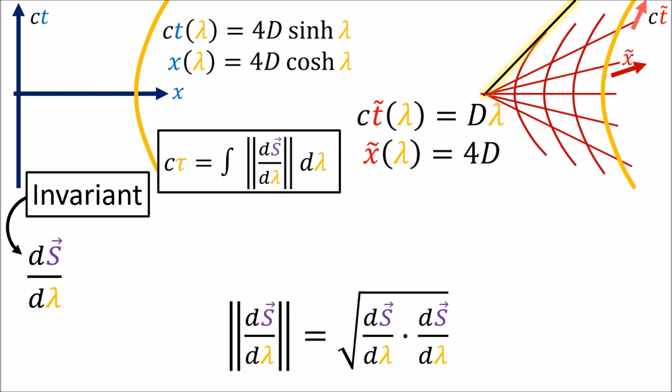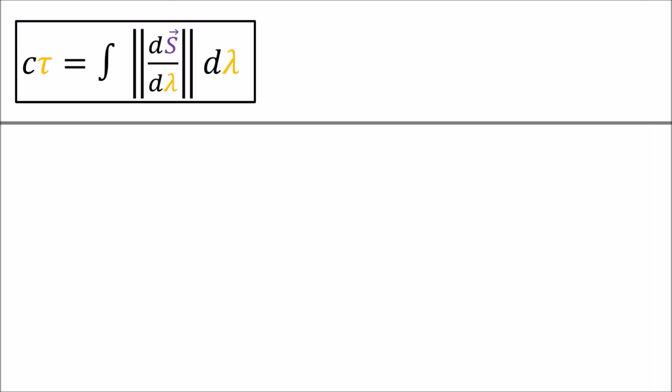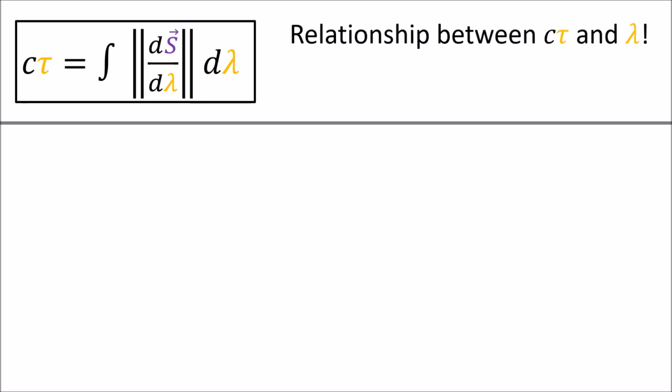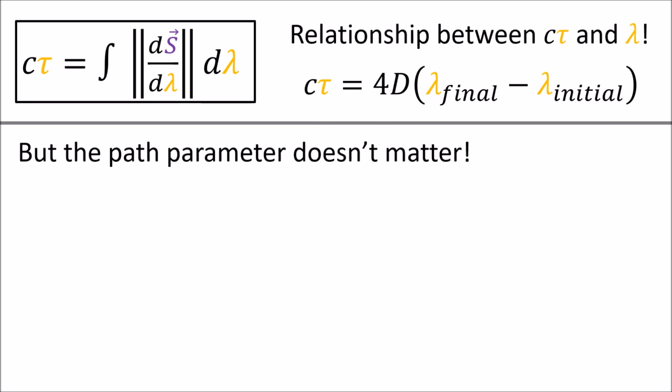And that means that the Minkowski length of the tangent vector, which is the square root of the vector's dot product with itself, is also an invariant quantity. And here's one last fact. When integrating over the path parameter lambda, we got a relationship between lambda and the proper time along the path. But as I said before, the path parameter we choose for the integral doesn't matter.